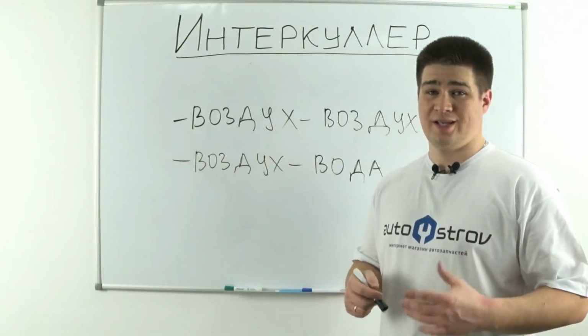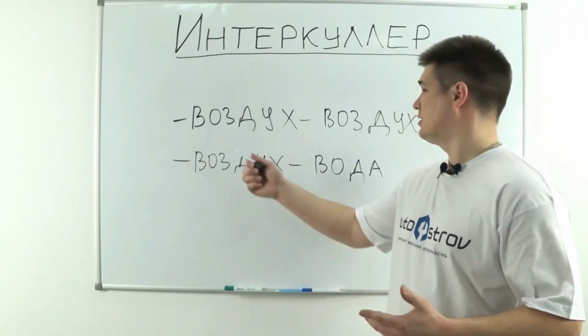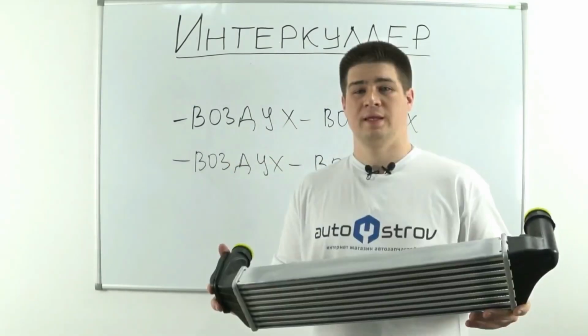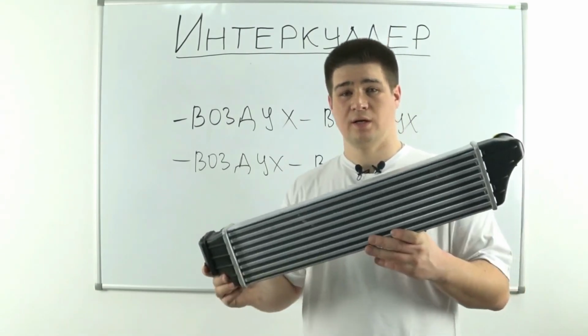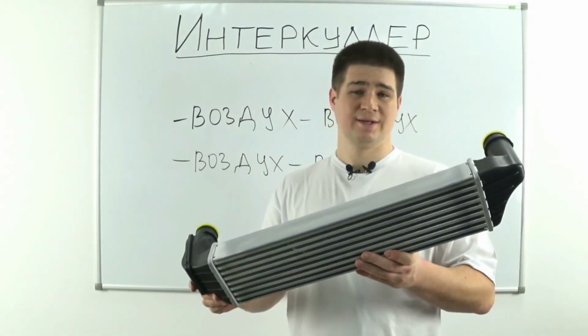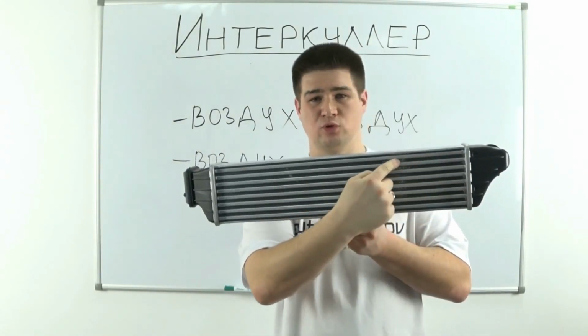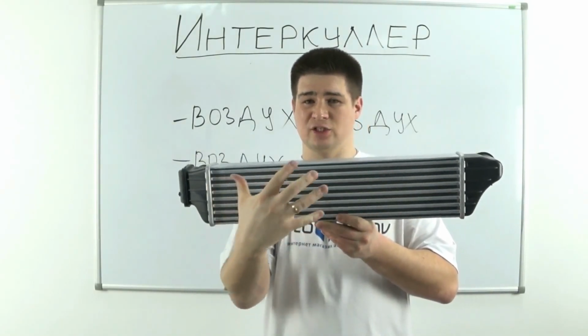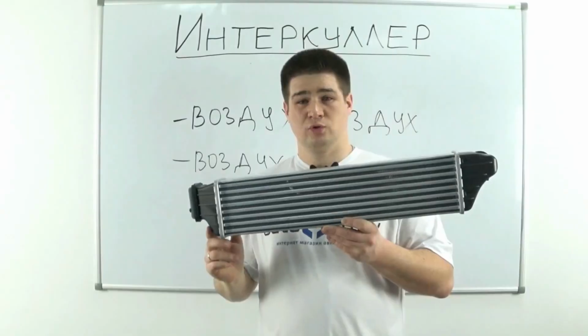According to the method of air cooling, the intercooler can be divided into two types. The first type is air-to-air. Here I have an air-to-air intercooler. It works as follows. Hot air enters, for example, into this hole. The hot air flowing through the tubes is cooled by incoming airflow when the car is moving.